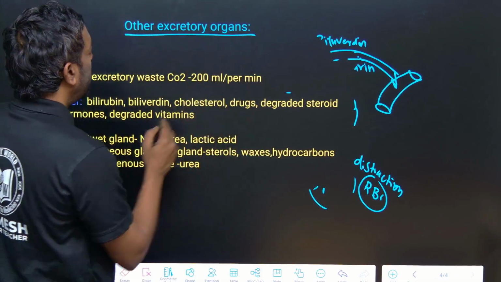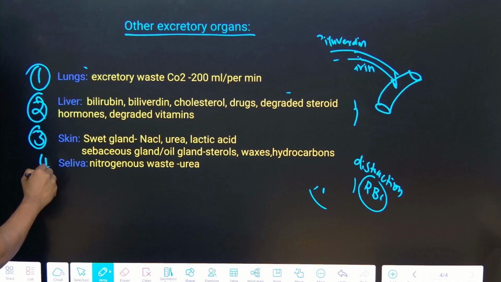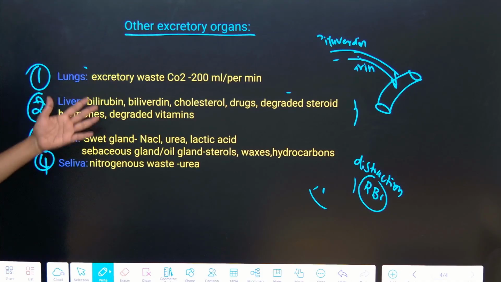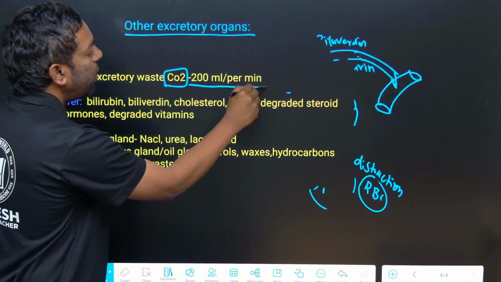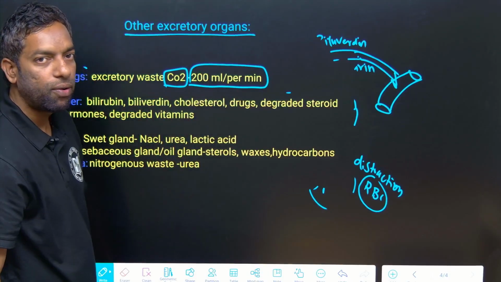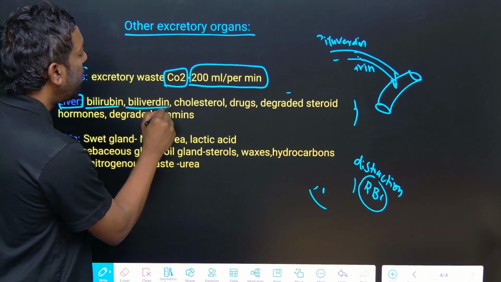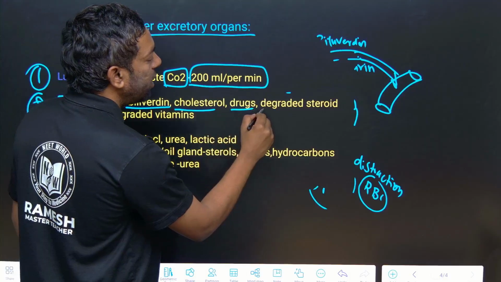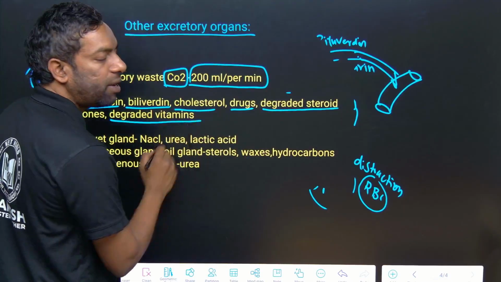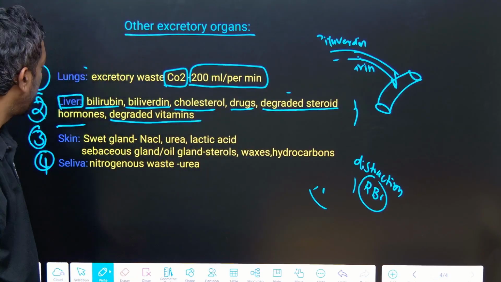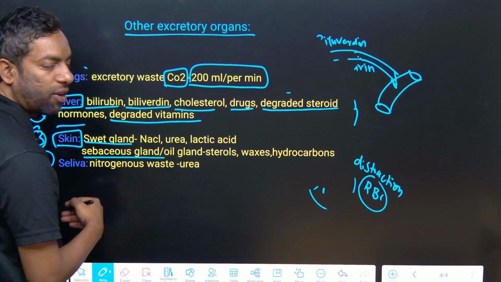Other excretory organs, first one is lungs, liver, skin and saliva. Lungs excrete mainly CO2, 200 ml per day, and liver mainly excretes bilirubin, cholesterol, drugs, degraded steroid hormones and degraded vitamins. Skin has sweat glands and sebaceous glands.